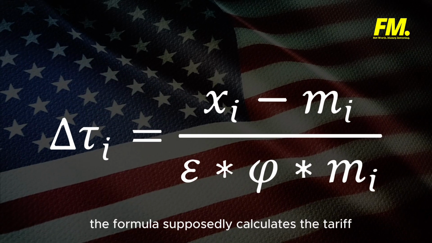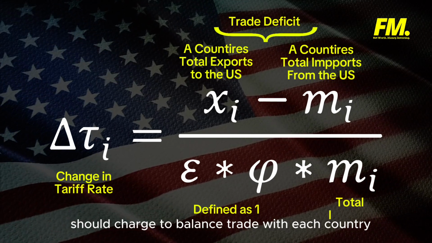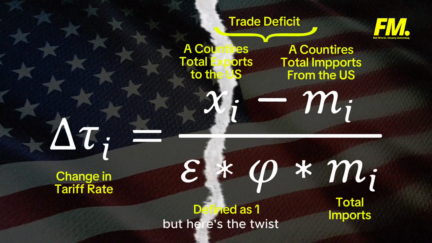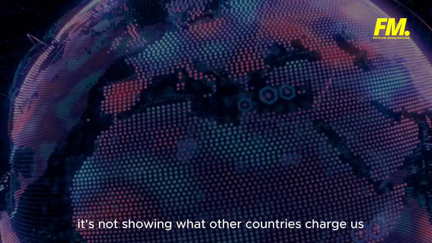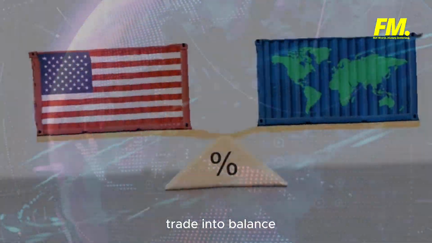The formula supposedly calculates the tariff the U.S. should charge to balance trade with each country. But here's the twist. It's not showing what other countries charge us. It's showing what we'd have to charge them to force trade into balance.